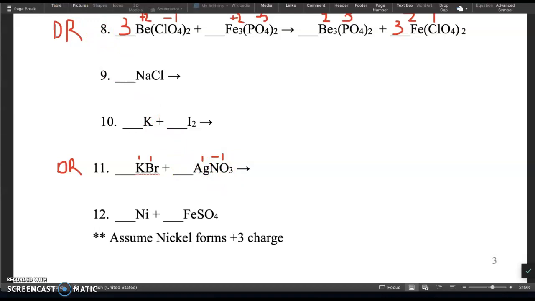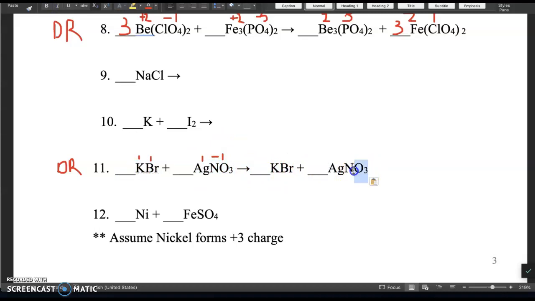Now this one, the nice part is these are all 1s. So I just get to truly just copy and move these pieces from one side to the other. Okay, so now K is going to go with NO3.